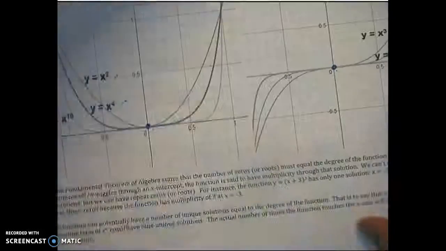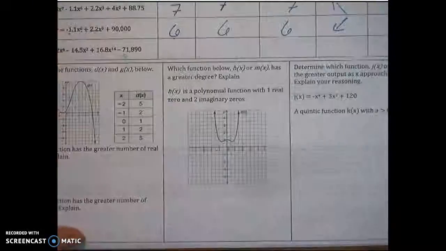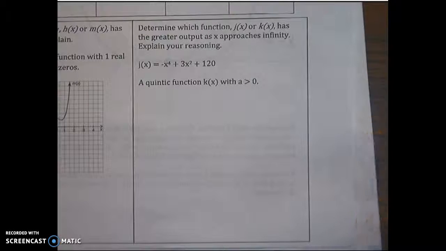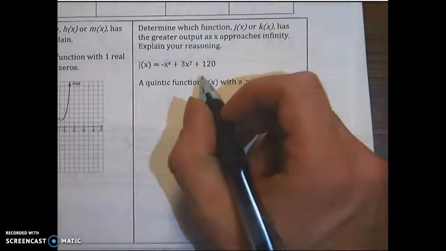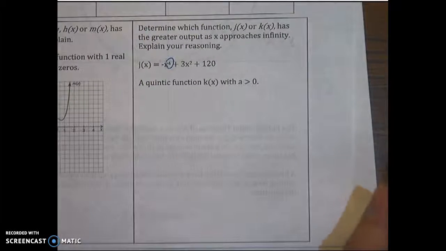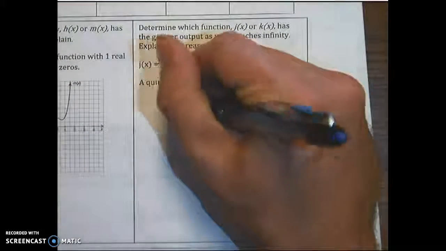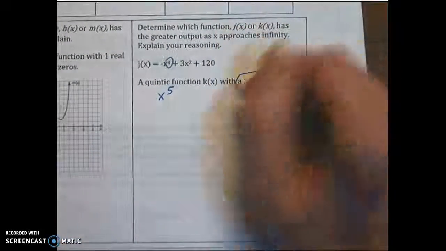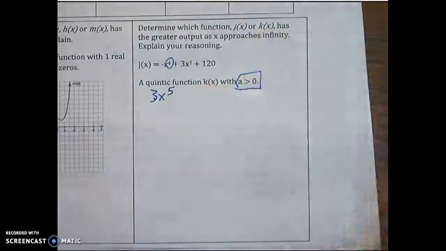Okay, just one other thing I want to talk about is some of these comprehension questions. So, like this one right here. This is a good one to talk about. Determine which function j of x or k of x has the greater output as x approaches infinity. Explain your reasoning. So you've got j of x, which is a quartic with a negative leading term. We've also got a quintic, which means x to the 5th power, where a is greater than 0. Well, that a is the number in front of the x to the 5th, so it's like 2, 3, 4, 5, or something. We know it's positive.